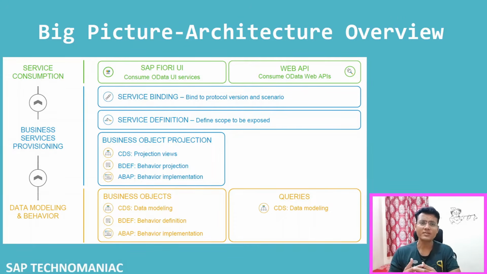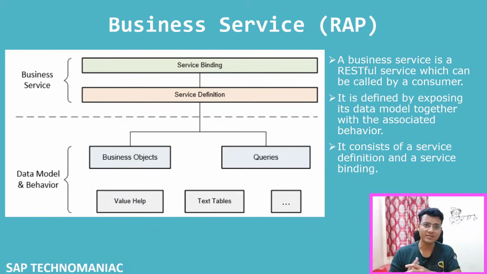To understand the business service provisioning, first we will see what is business service. So business service is an ABAP as a language. It acts as a service provider as well as a service consumer. From the RAP perspective, business service acts as a service provider because it is creating the data model along with the behavior as part of one service, and that is provided to the consumer. Consumer can be anything, a Fiori application or any other language that can consume this particular business service in the form of web APIs.